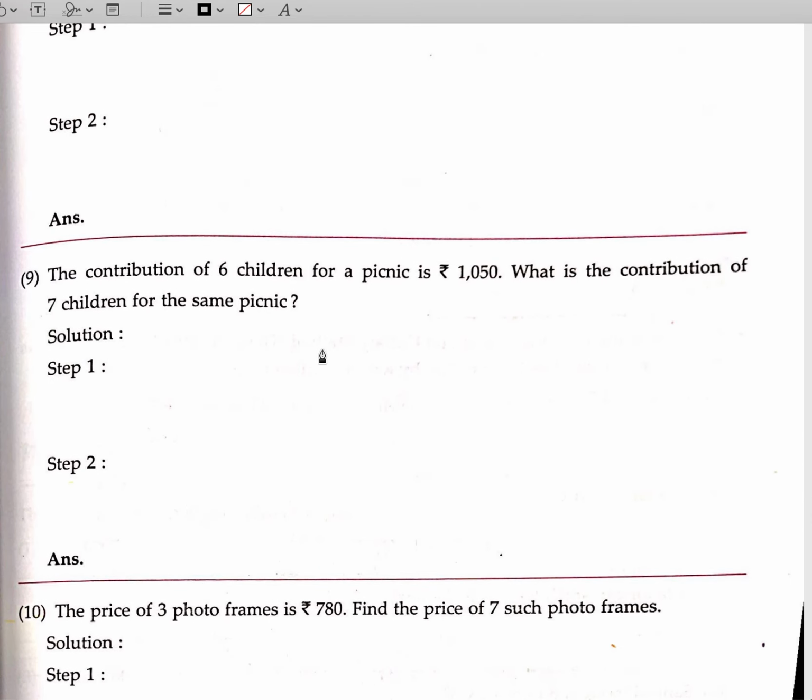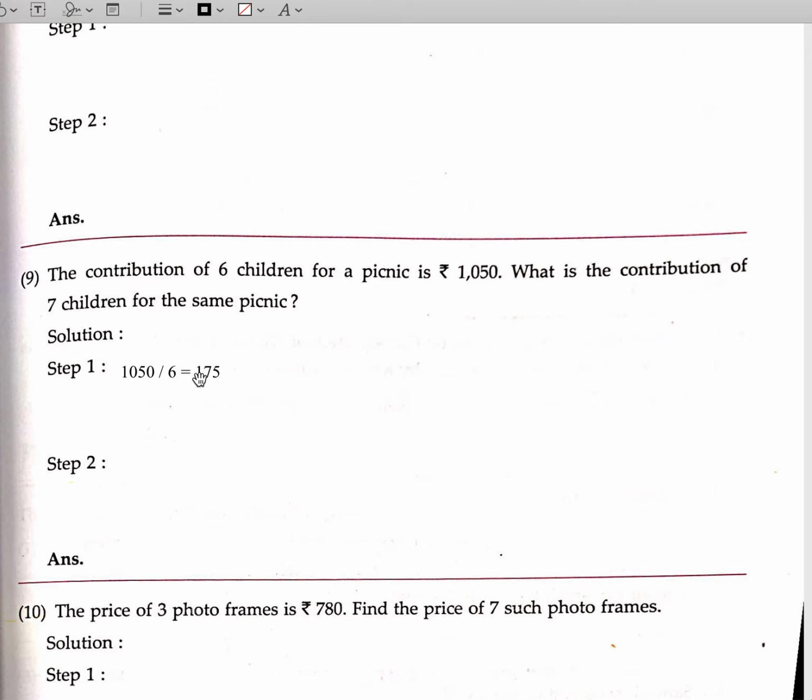The contribution of 6 children for a picnic is 1050. What's the contribution for 7 children of the same picnic? So first what we have to do is divide 1050 by 6, so we can get the price one child pays. Then we'll discuss the next step. Now 1050 divided by 6 is 175.